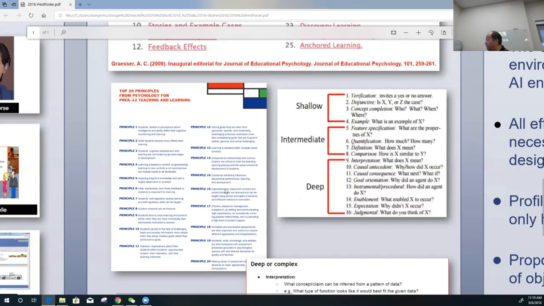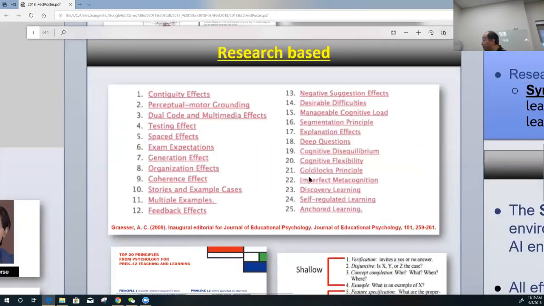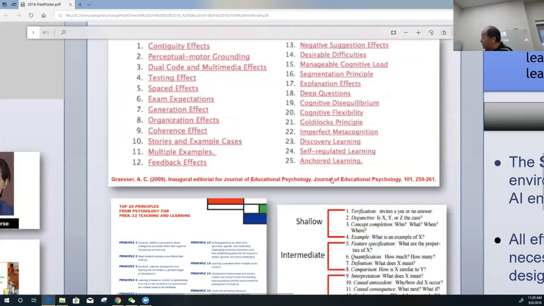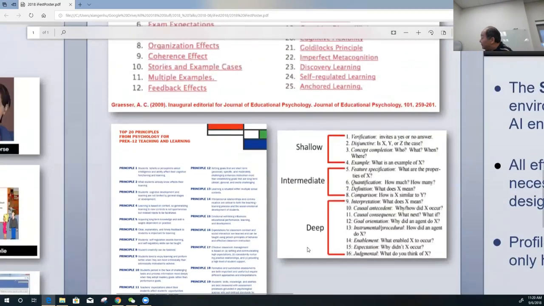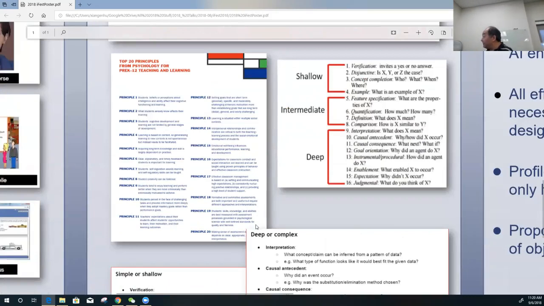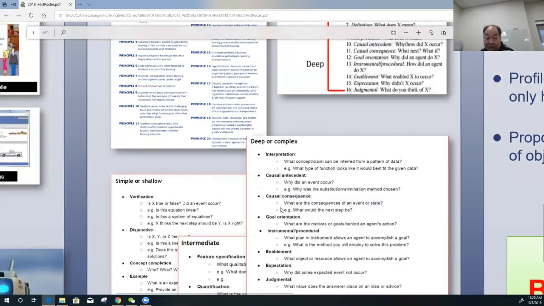Those things go very, very deep. For example, in the 25 learning principles, one of them is called deep questions. When you are trying to teach, you have a special way of asking deep questions. This is from Art Graesser and his student, who classified 16 different kinds of questions, separating shallow, intermediate, and deep. In our AutoTutor, most of the time we ask deep questions.